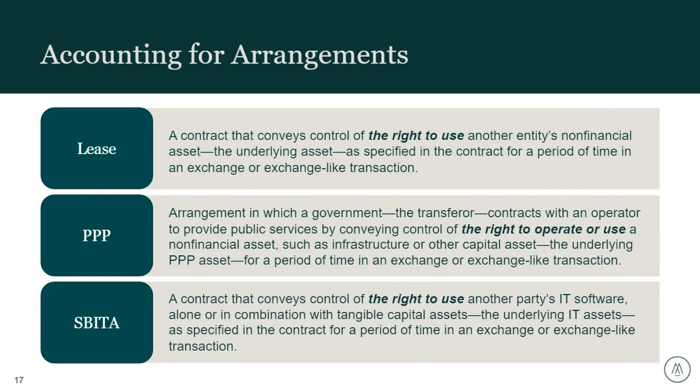So there are a number of agreements that governments are entering into. Statement 94 focuses on a few types of financial arrangements and specifically how to differentiate between each of those. As you can see in the italics and bold, we're talking about the right to use an asset or operate an asset. So that's the common denominator here with these types of arrangements. It could be something you can reach out and touch, like a piece of equipment, or it could be an intangible asset like software located in the cloud. Ashley is going to touch on the subscription-based IT arrangements a little bit later.